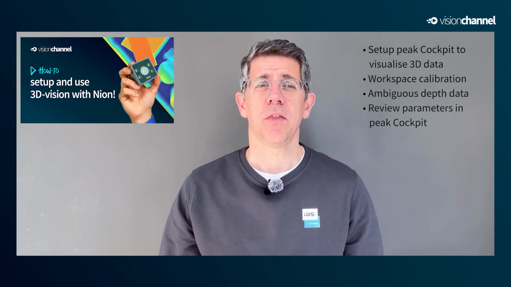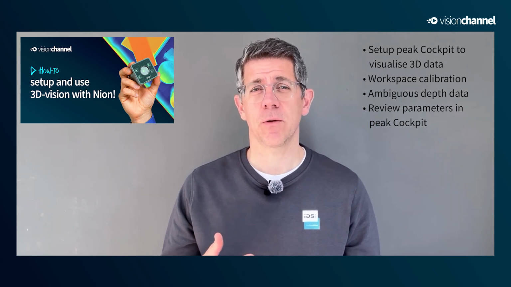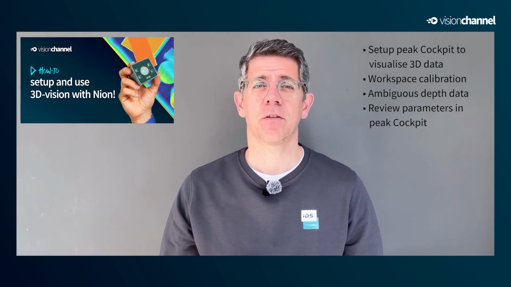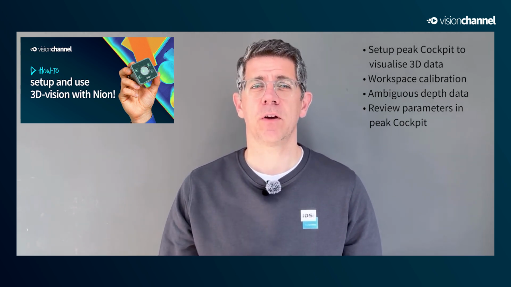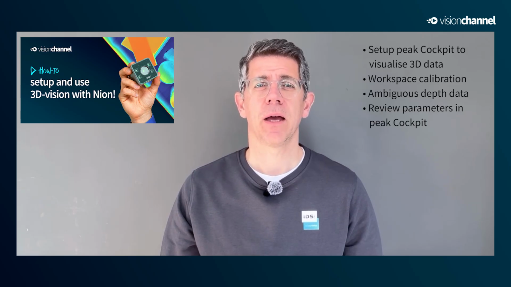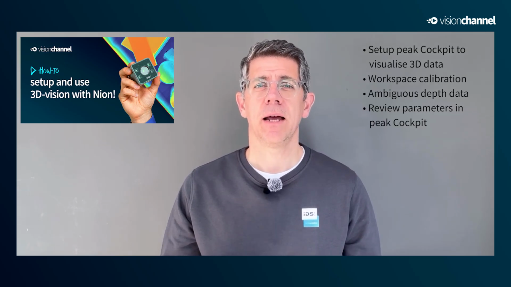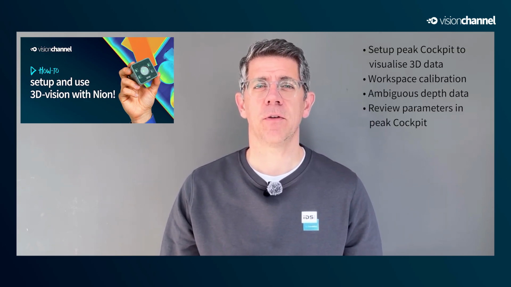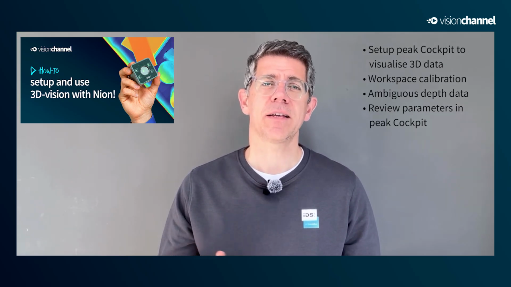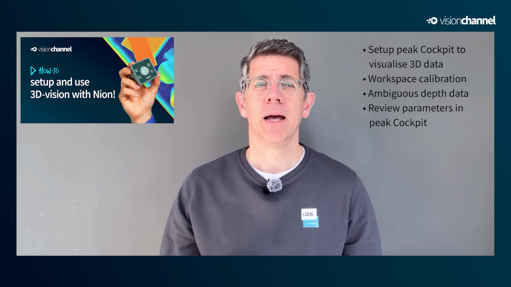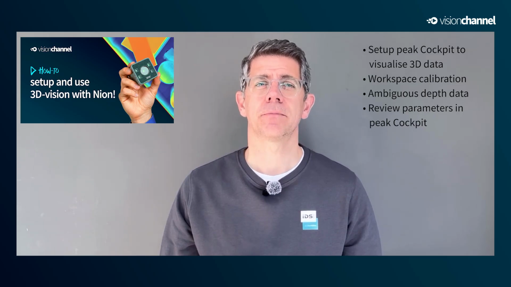The assumption at the start of this session is that the camera is already powered and connected to a PC and that the network configuration is taken care of. However, if you do not have the software downloaded already, you can download this from the IDS website, and the link is in the notes for this video. And if you need guidance on the Ethernet setup, there are details in the IDS Peak user manual, and again, the link is in the notes.